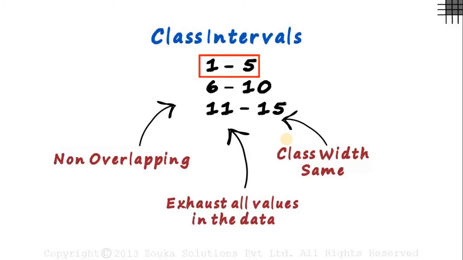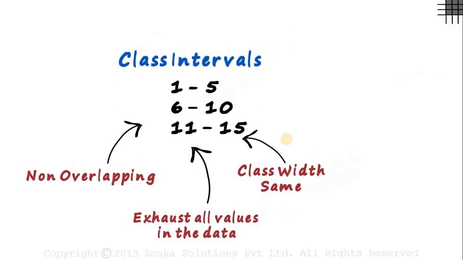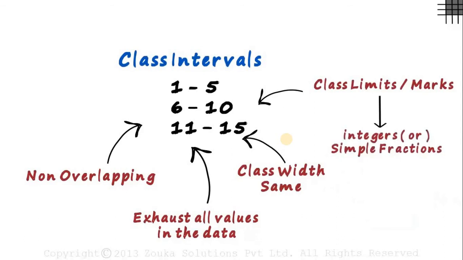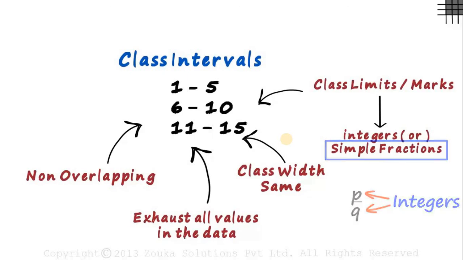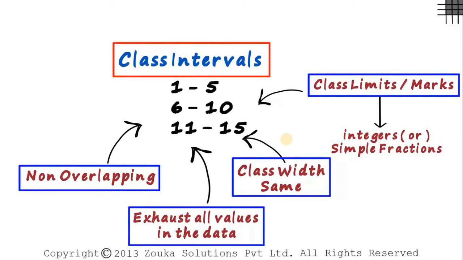In the first interval, 1 to 5 are class limits, and the average of 1 and 5 is called the class mark. The fourth condition says that the class limits or marks of each interval should be integers or simple fractions. A simple fraction is a fraction in which the numerator and the denominator are both integers. These are the basic rules we need to keep in mind while making groups or class intervals.